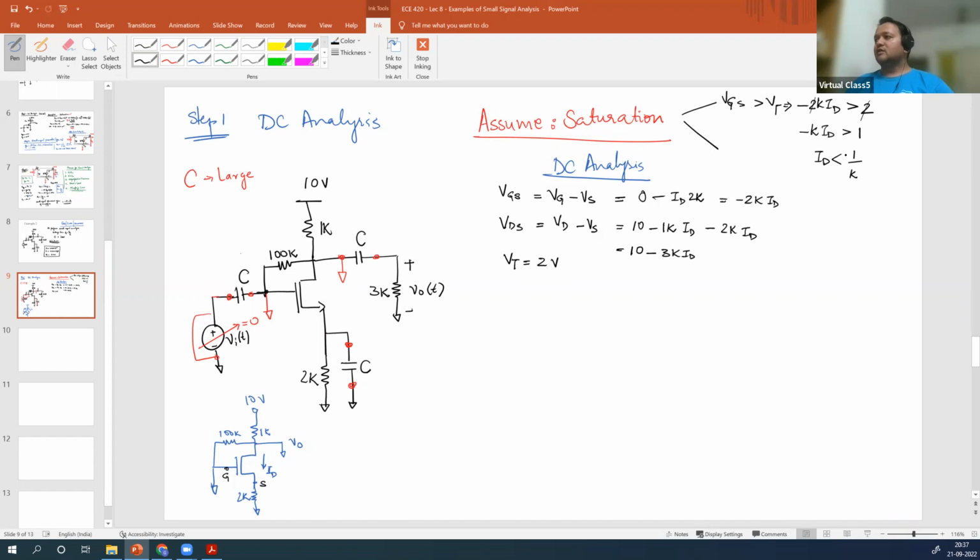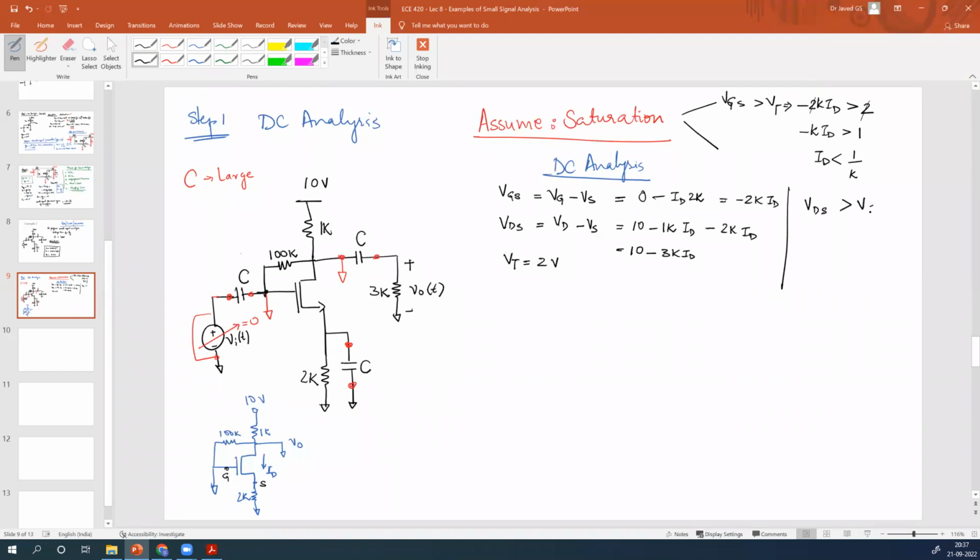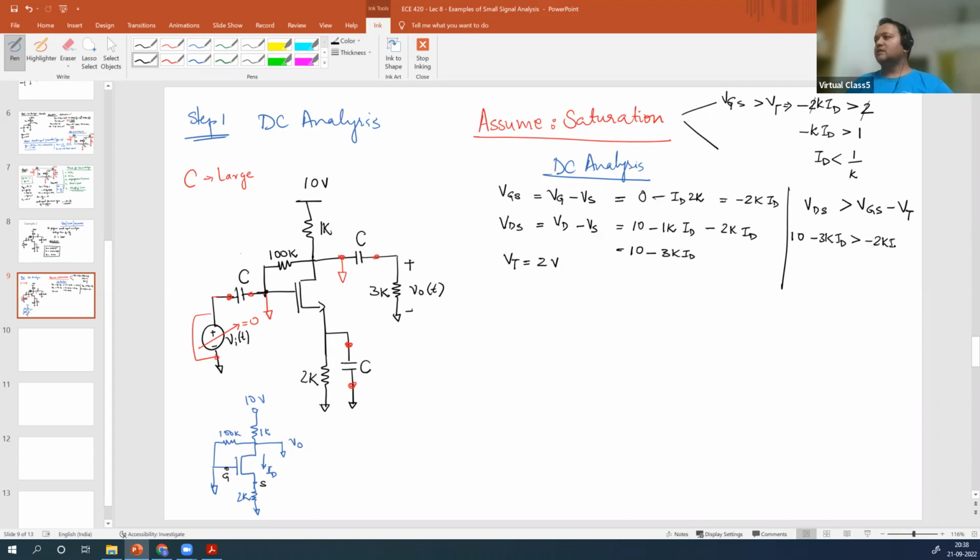Next, what is the other inequality? VDS is greater than VGS minus VT. Now what will happen here? VDS is 10 minus 3K ID, greater than VGS, how much is VGS? Minus 2K ID, minus VT. How much is VT? 2.